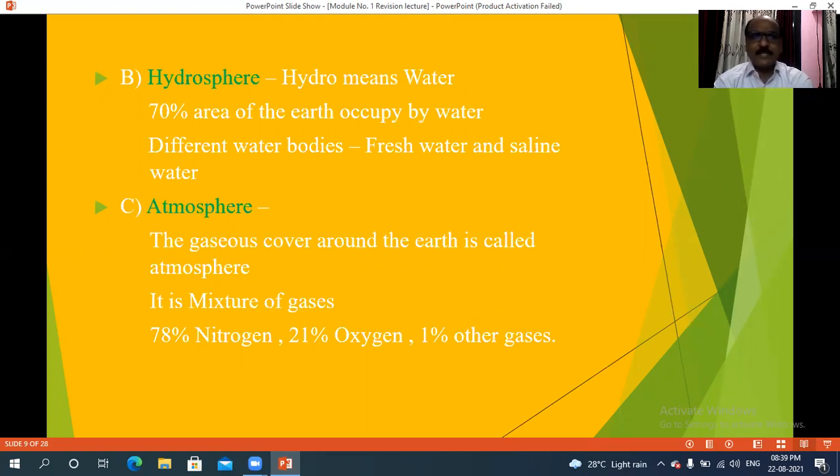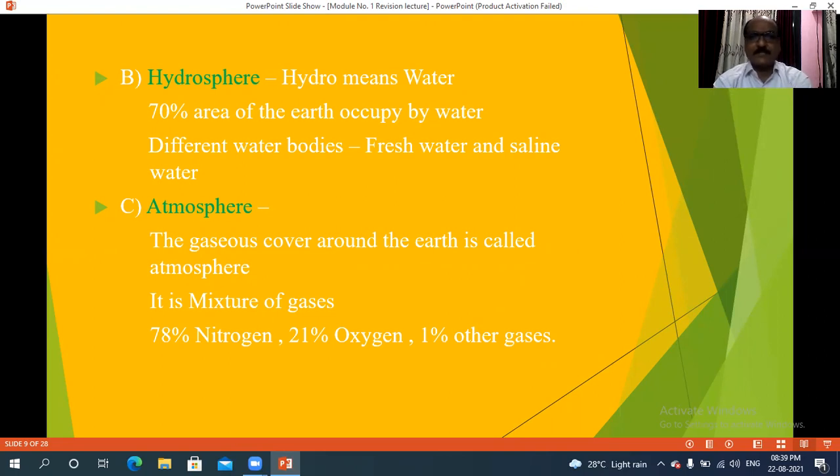Then the atmosphere. The gaseous cover around the earth is called the atmosphere. Whatever gases are found in the atmosphere are a variety of gases, and their percentages are also not equal or the same.